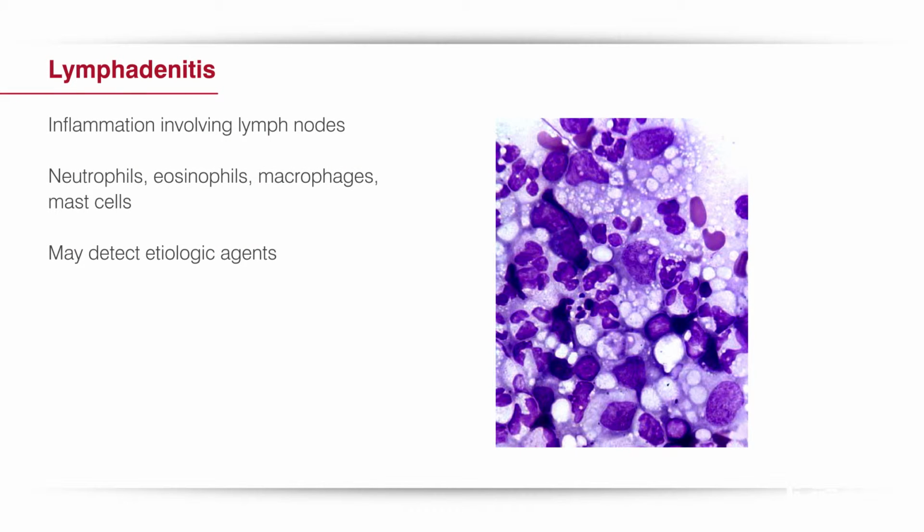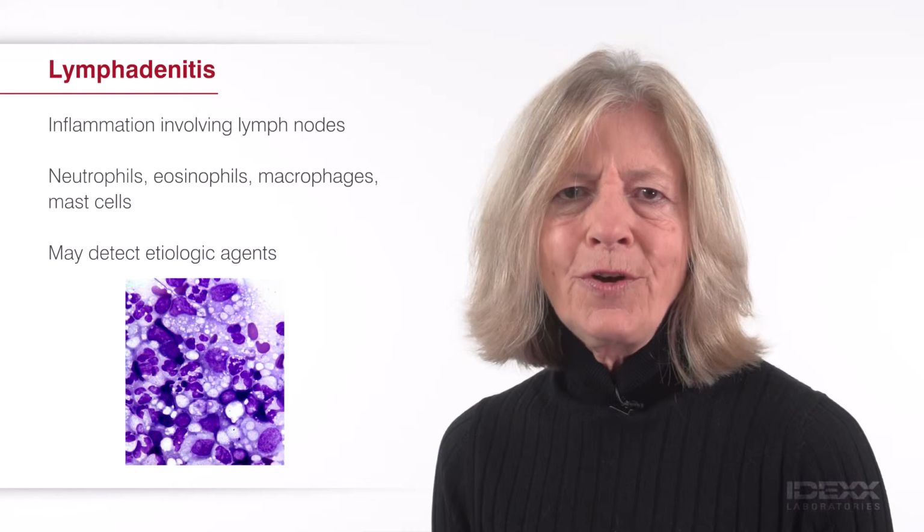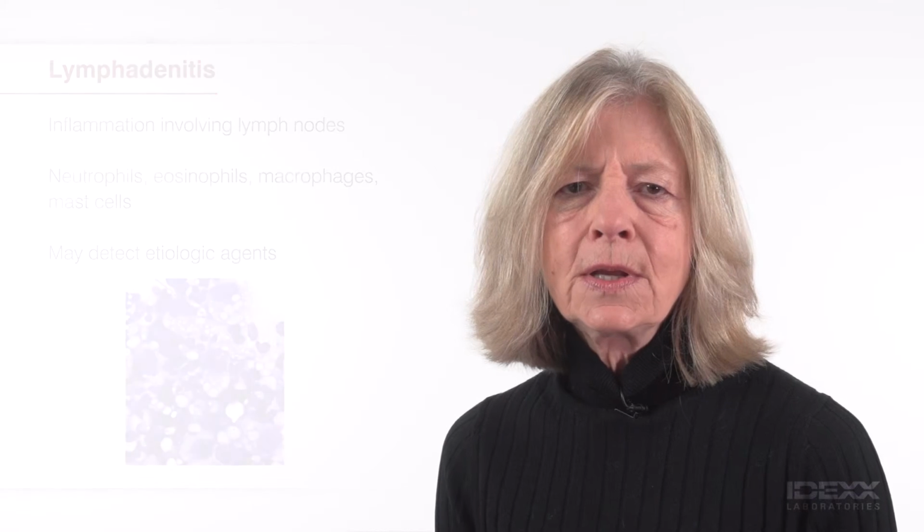Fungal, protozoal, and mycobacterial infections are associated with increased numbers of neutrophils and macrophages. Eosinophilic lymphadenitis is uncommon and can occur with parasite infections, some fungal infections, mast cell tumors, lymphoma, and metastatic carcinomas.